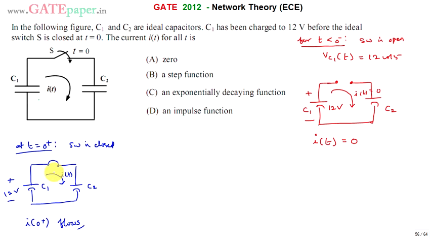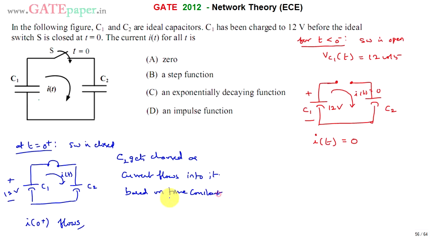Generally, whenever a switch is closed and a closed loop forms, current starts flowing. As current flows into a capacitor, the capacitor gets charged. C2 gets charged as current flows into it. How much it gets charged is based on the time constant. Time constant is indicated with tau and it is the product of R and C.